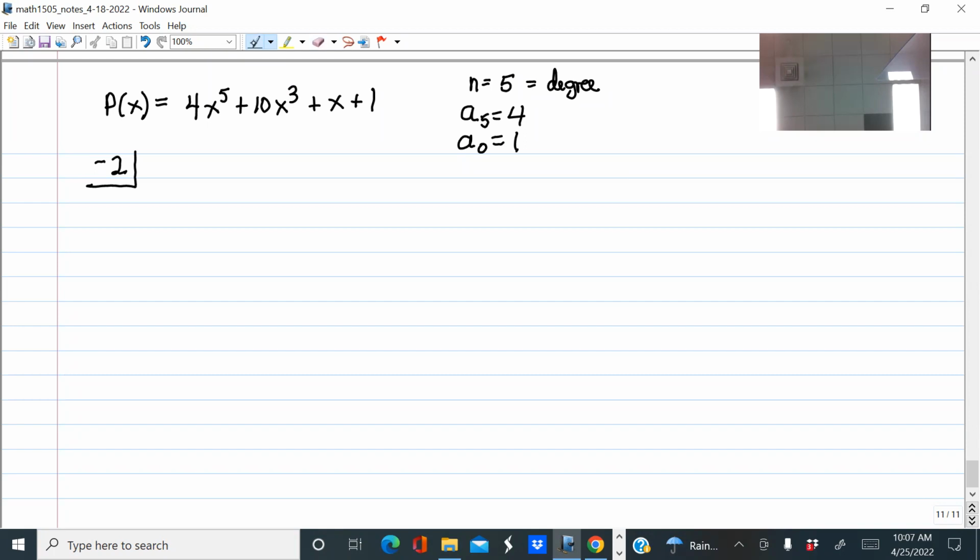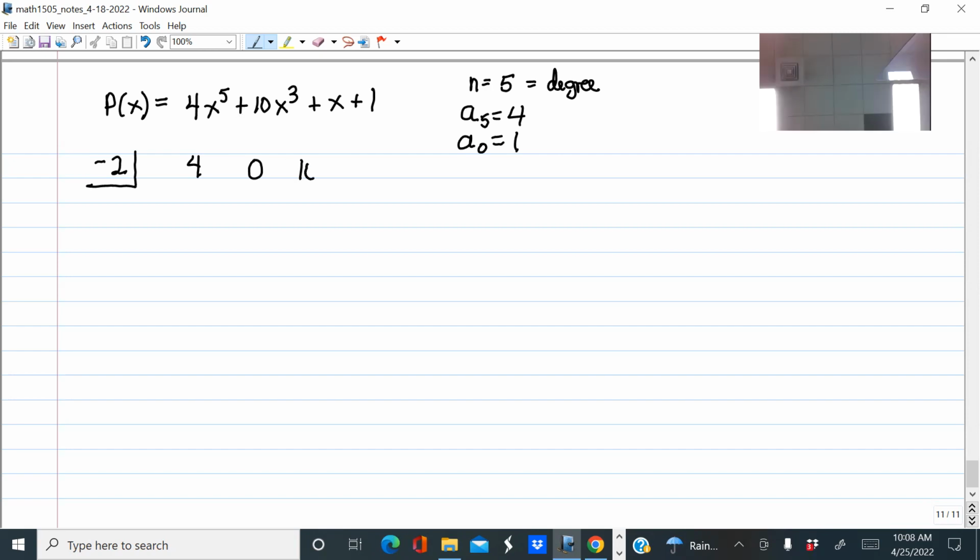So now we want to write down our coefficients, right? Of course the leading coefficient is 4. Notice you're missing, however, x to the 4th power. That's not in the expression, so you give that a coefficient of 0. Think of this polynomial as being 4x to the 5th plus 0 times x to the 4th, right?